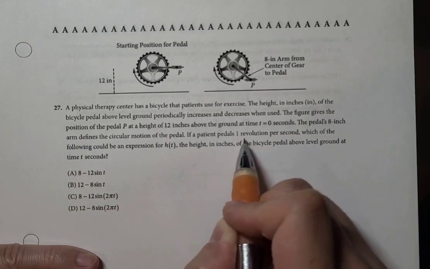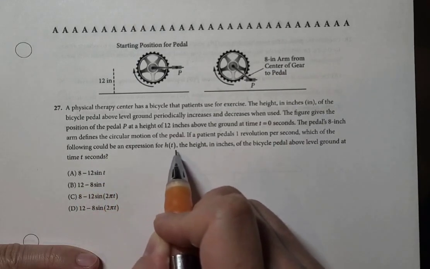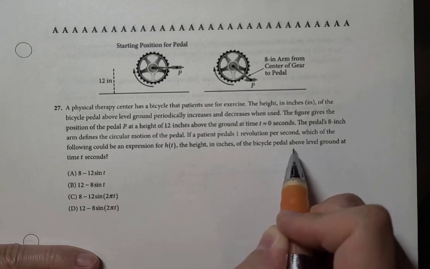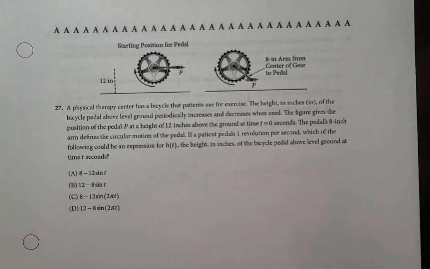If a patient pedals 1 revolution per second, which of the following could be an expression of h of t, the height in inches of the bicycle pedal above the level ground at time t seconds? Okay.